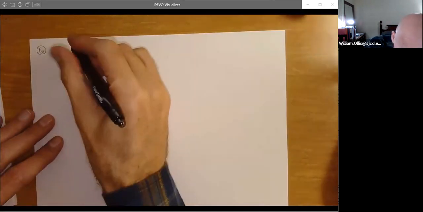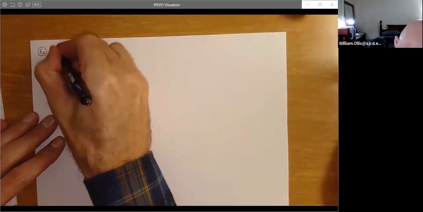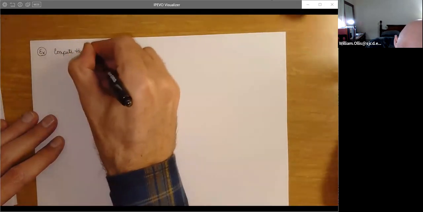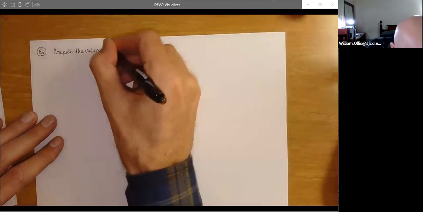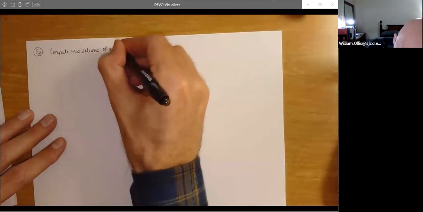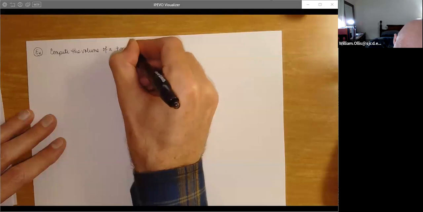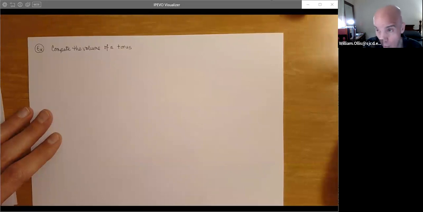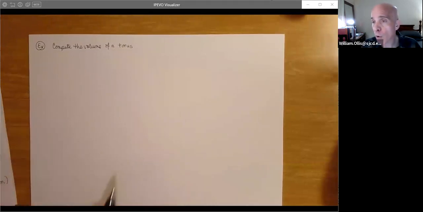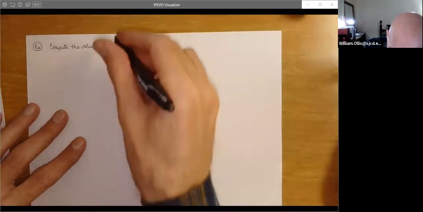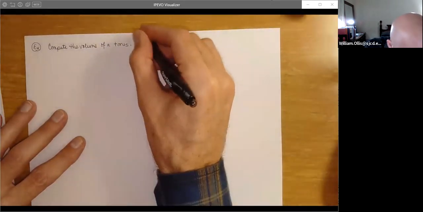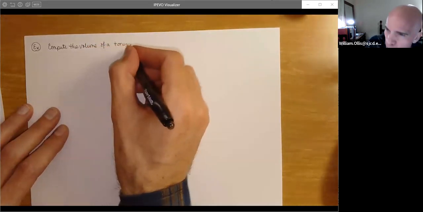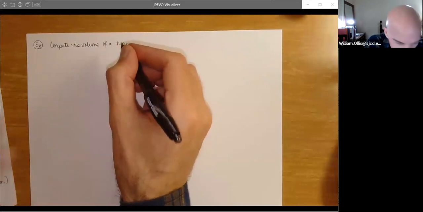So here we go. We want to compute the volume of a torus. This is just the more, I guess, mathematical name for the inner tube or the donut. If you've ever inner tubed on a river, or we've all eaten donuts, we know the shape of those. So before I give you this, I'm thinking, well, how are we going to generate this? We're going to use a circle.